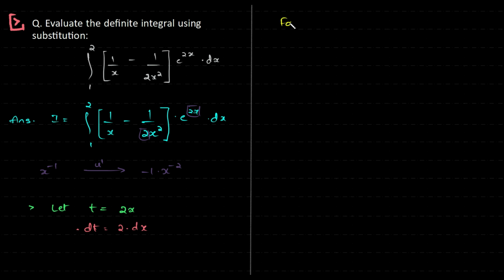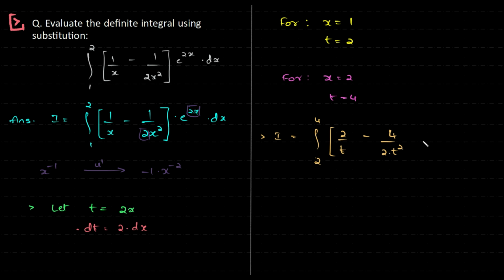Then for x is equal to 1, t is equal to 2. For x is equal to 2, t is equal to 4. And so we have I is equal to the integral from 2 to 4. Then we have this to be 1, x is t by 2, so 2 by t, minus 1 by 2 times t square and 2 square, that is 4. Right? Directly write it into e to the power of t dt.